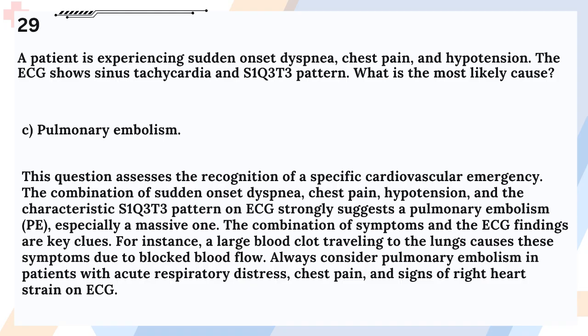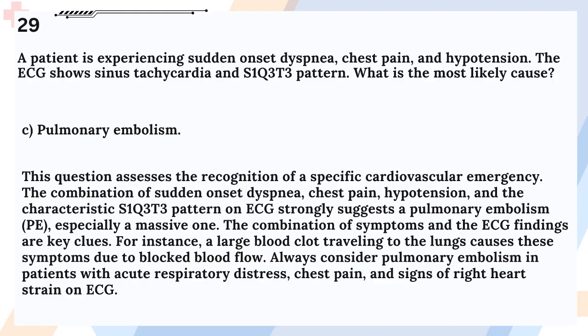Answer: C. Pulmonary embolism. This question assesses the recognition of a specific cardiovascular emergency. The combination of sudden onset dyspnea, chest pain, hypotension, and the characteristic S1Q3T3 pattern on ECG strongly suggests a pulmonary embolism, PE, especially a massive one.